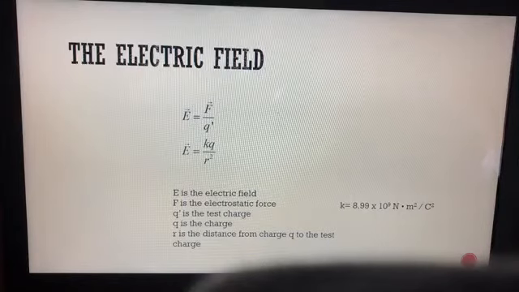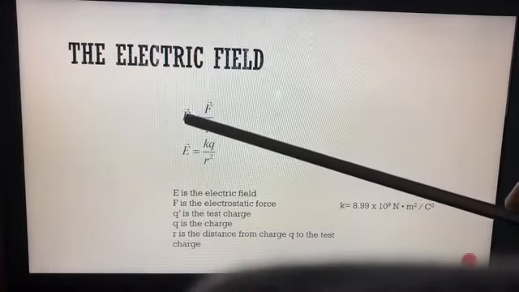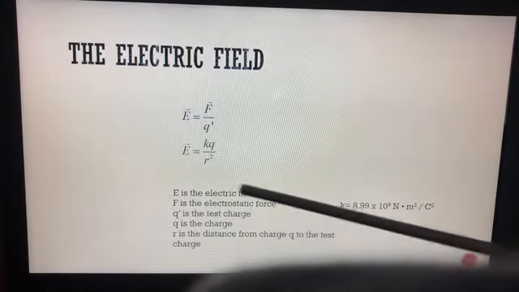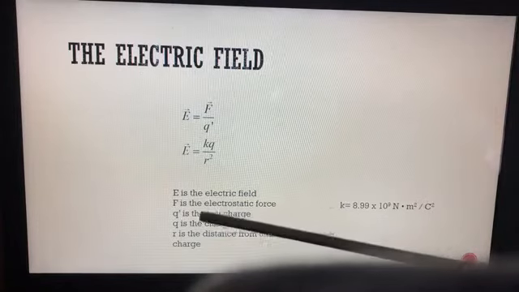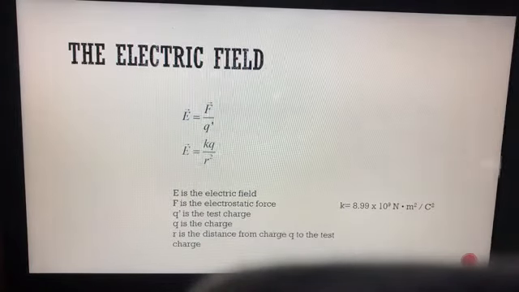These are just some equations you'll need to understand electric fields, and they're going to be important to your homework, so let's get a hold of what these values mean. For the first equation, we have the electric field E, which is defined as F, the electrostatic force, over Q prime, which is, in this case, the test charge. A test charge is a charge that's small enough to not significantly affect the electric field. So just keep that in mind.